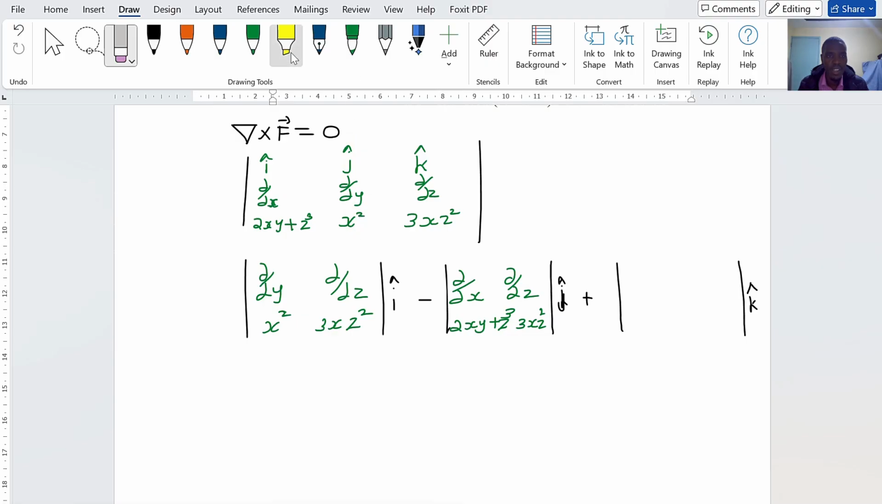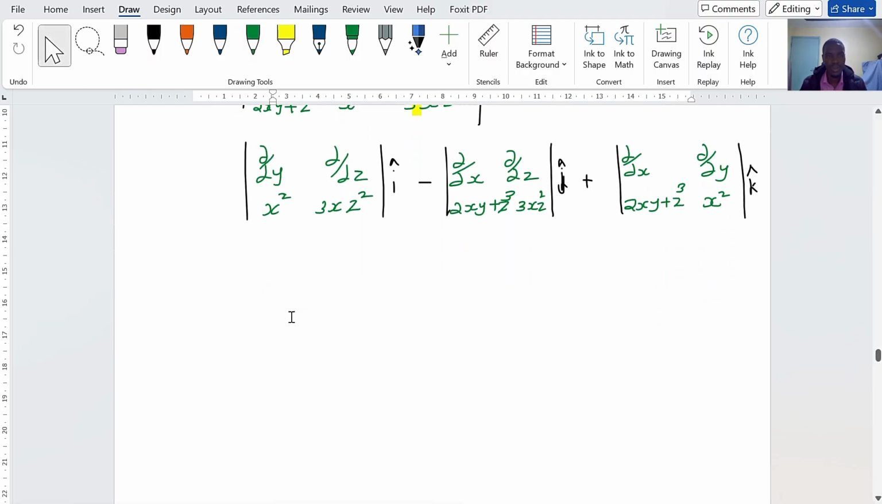We want k. So to get k, we close k. When we do that, the matrix that remains is d/dx and d/dy. So d/dx is 2xy plus z cubed. d/dy is x squared. Now let's get the cross product. Now the determinant, sorry. So the determinant is main diagonal minus the other, main diagonal minus the other, main diagonal minus the other. So we have that for i.